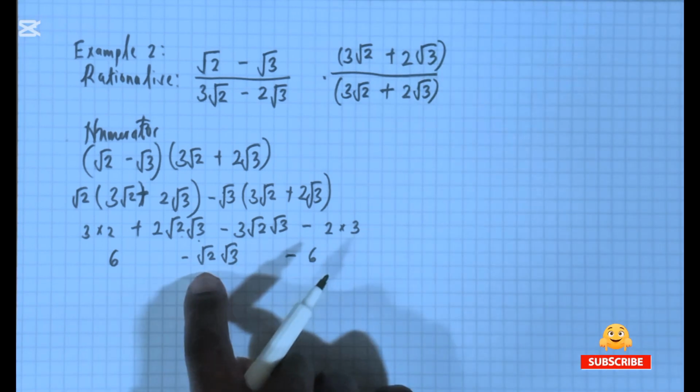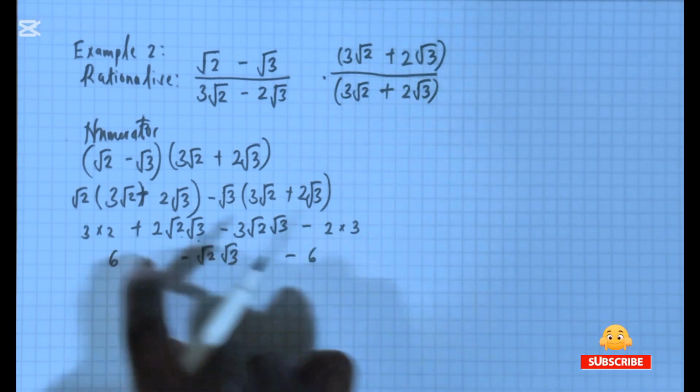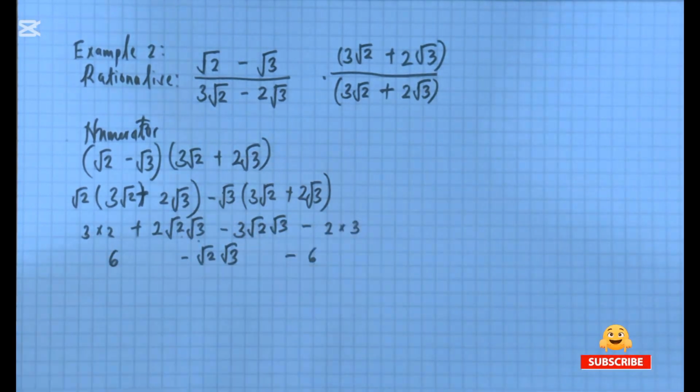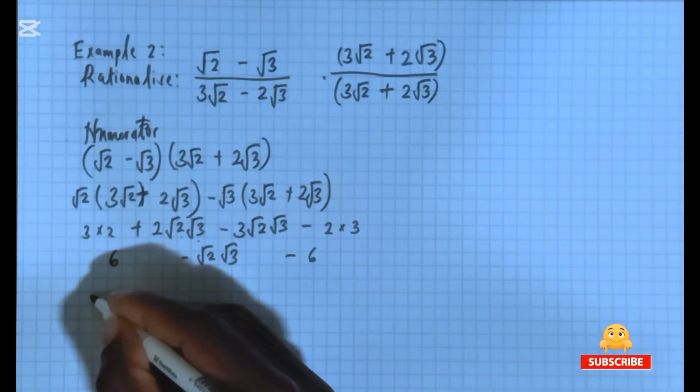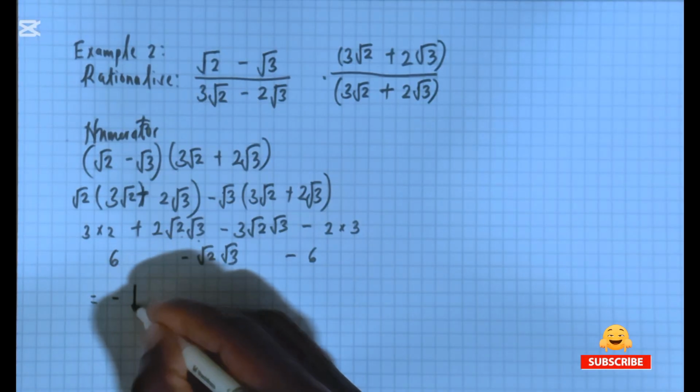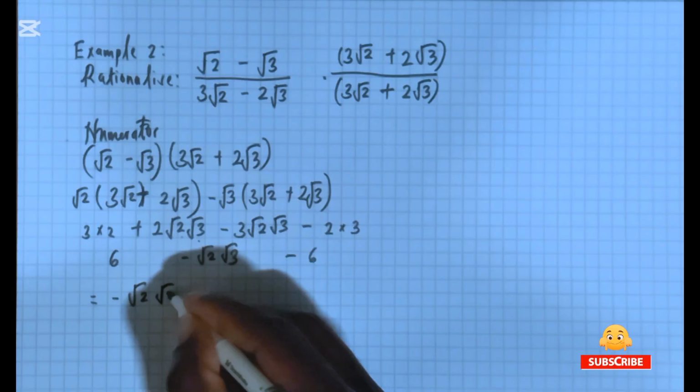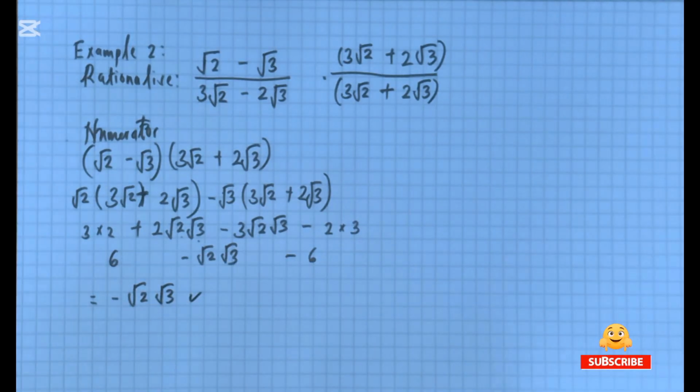So basically we are going to have a situation where we have negative root 2 root 3, 6 minus 6. So 6 minus 6 basically will give us 0, so that we're going to be left with negative root 2 root 3 in the numerator. Okay, that is for the numerator.